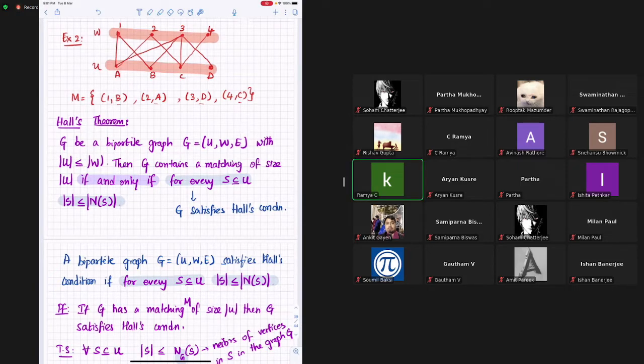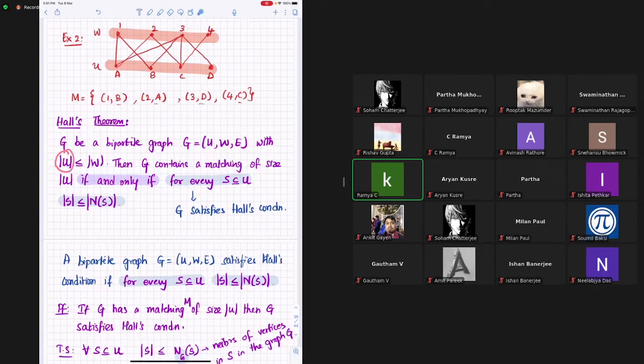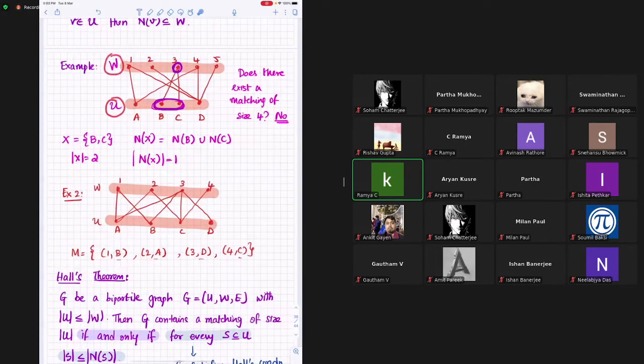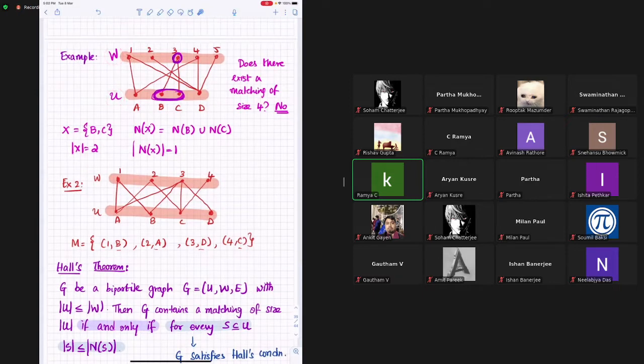So what we are given is a bipartite graph. It has two partitions, U and V. And you assume that the set U is the smaller partition, so U has fewer vertices than V. Like the one example here, there is U here, there is W here. So the two partitions are U and W. And you want to find a matching that saturates every vertex in the smaller set.